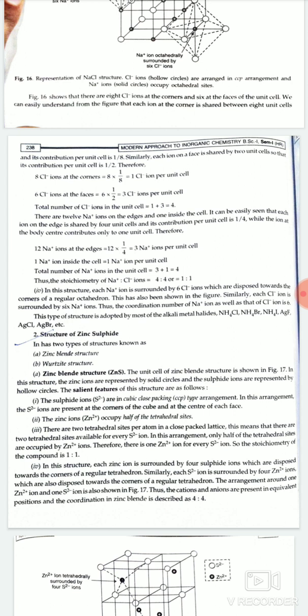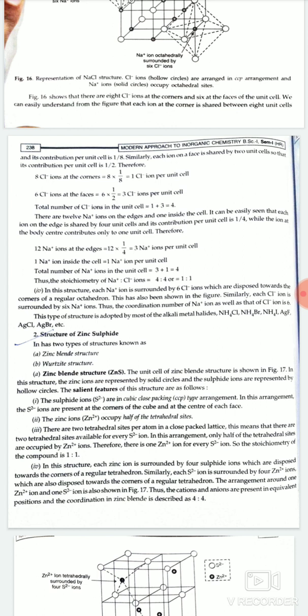Therefore, 8 chloride ions at the corners equals 8 multiplied by 1 by 8, that is 1 chloride ion per unit cell. Then 6 chloride ions at the faces equals 6 multiplied by 1 by 2, that is equal to 3 chloride ions per unit cell. Total number of chloride ions in the unit cell is 1 plus 3, that is equal to 4.